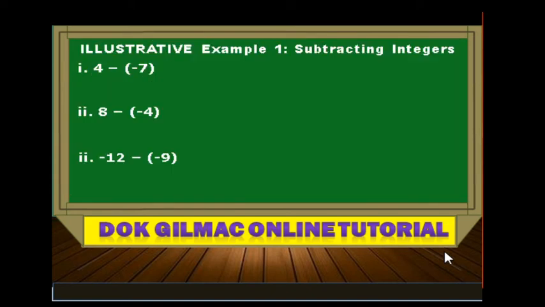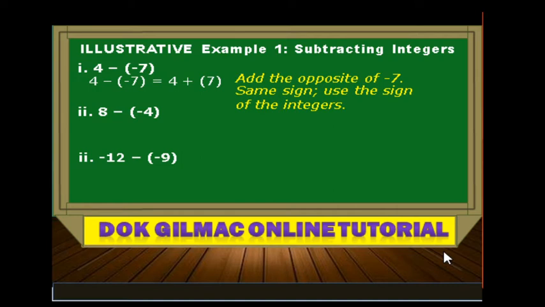Now let's have illustrative example number 1. 4 minus negative 7. Add the opposite of negative 7, so we have 4 plus 7. Okay, same sign. Use the sign of the integers. Both positive, so positive 11.